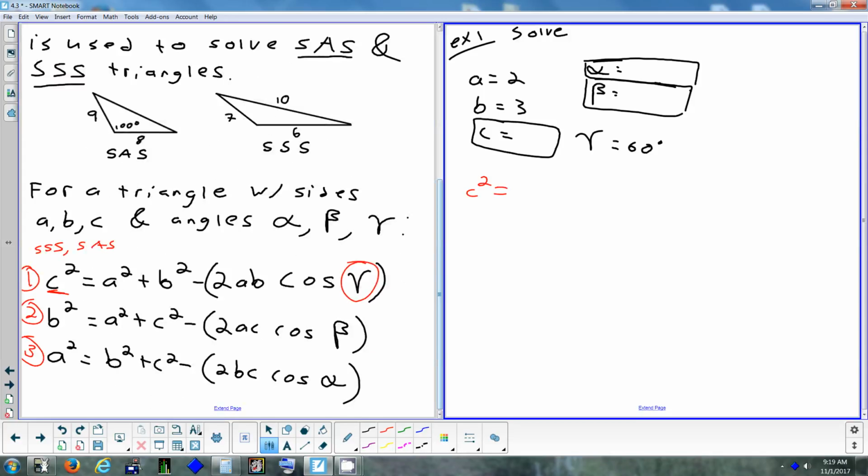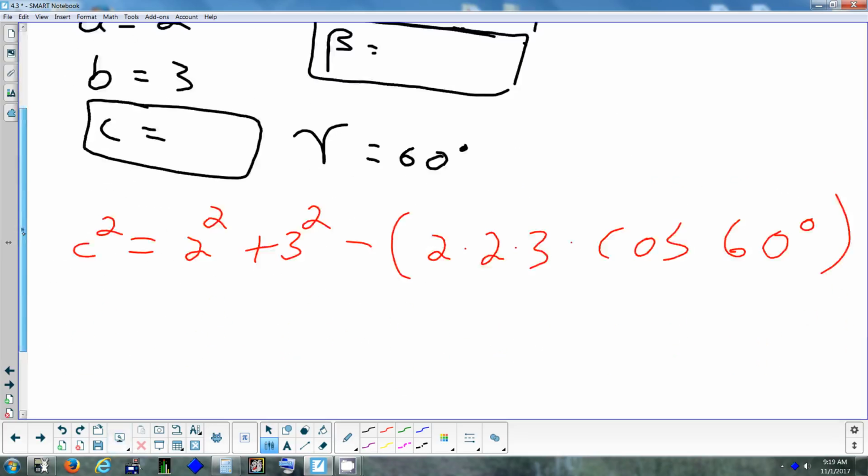So we get C squared equals, and now just plug in everything. A squared, so that's 2 squared, plus 3 squared. And some of this in future problems I'm going to start to do in my head, but for the first one I'll write everything out, every single step. So then we have 2 times A times B times the cosine of 60. Right. So let's start to simplify some of that.